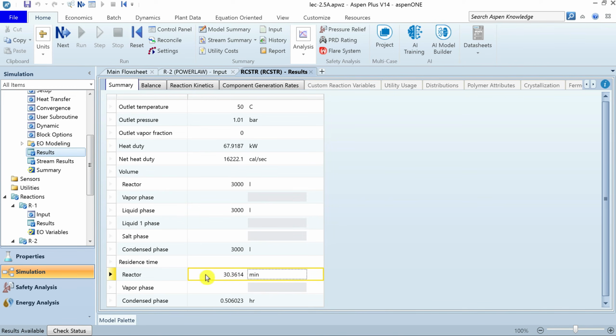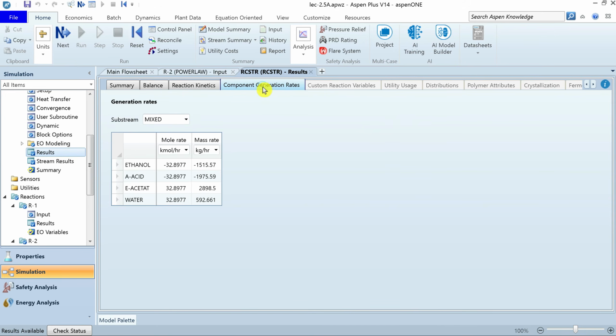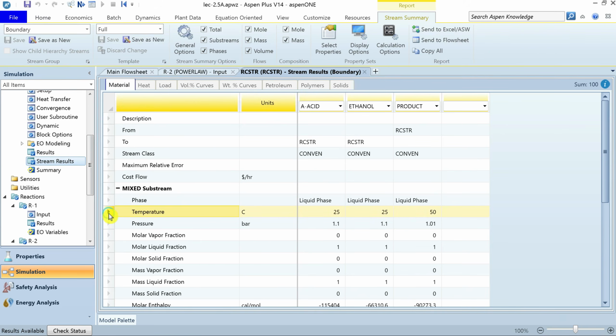So with the given kinetics, the residence time is 30.36 minutes. You can also check the reaction kinetics where the net reaction rate is given along with the kinetic factor and the driving force. You can also check the component consumption and generation rates in terms of mole rates as well as mass rates. Let's see the stream results. Here the reaction temperature of the feed streams and the product stream is given. The reaction pressure is defined and the phase of the inlet and outlet streams is also defined.